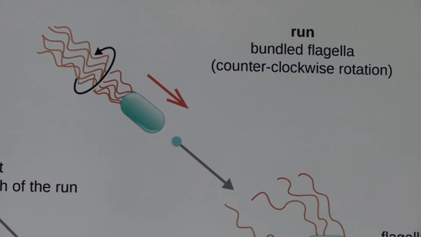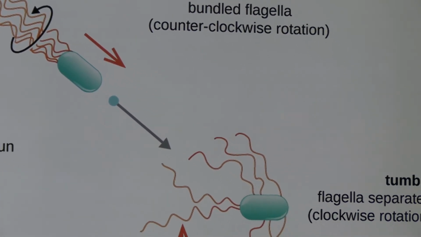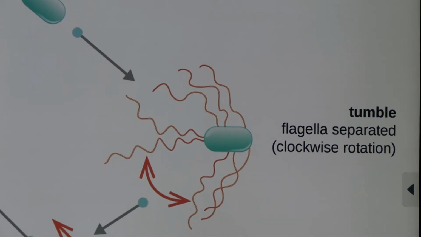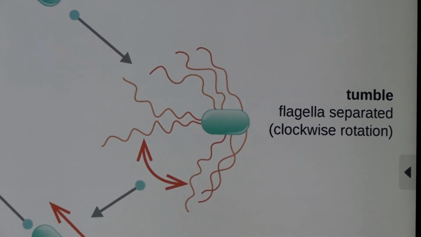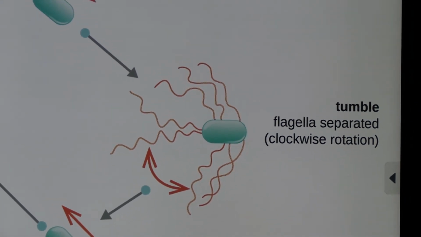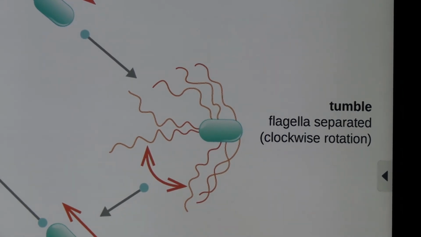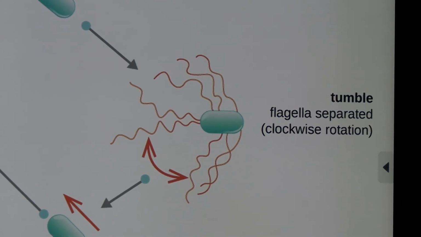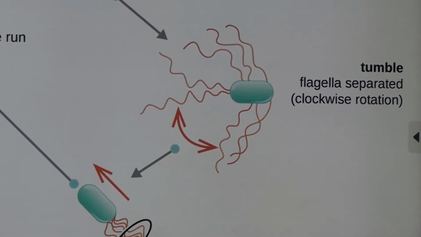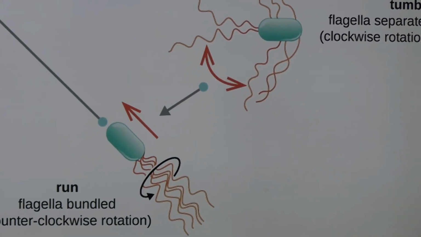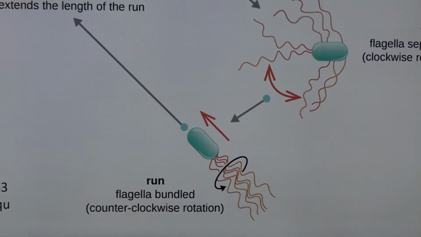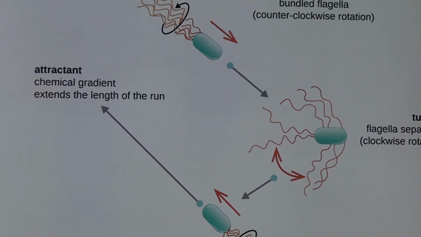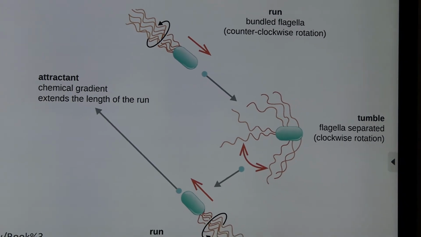However, when the flagellum rotates in a clockwise direction, the flagella become chaotic and separated from each other. Then the cells can't move smoothly anymore. So we call this motion tumble. And alternating between the two rotations will help the cells swim towards or away from the chemical gradient.